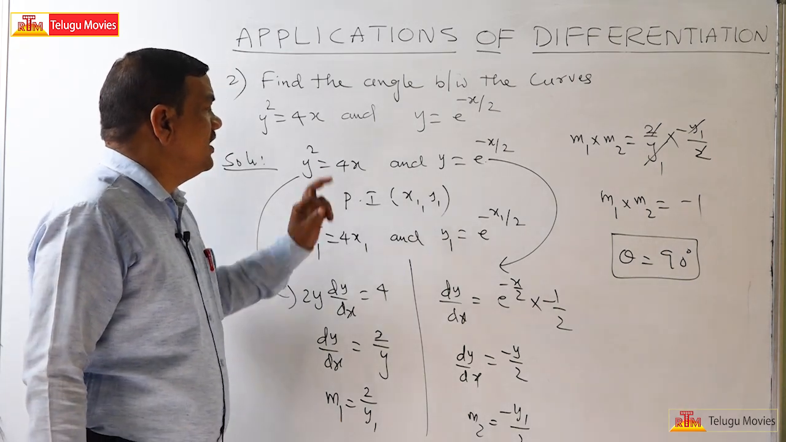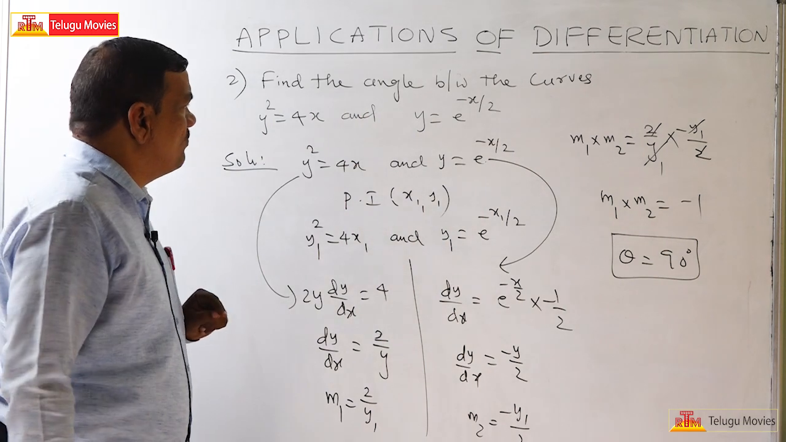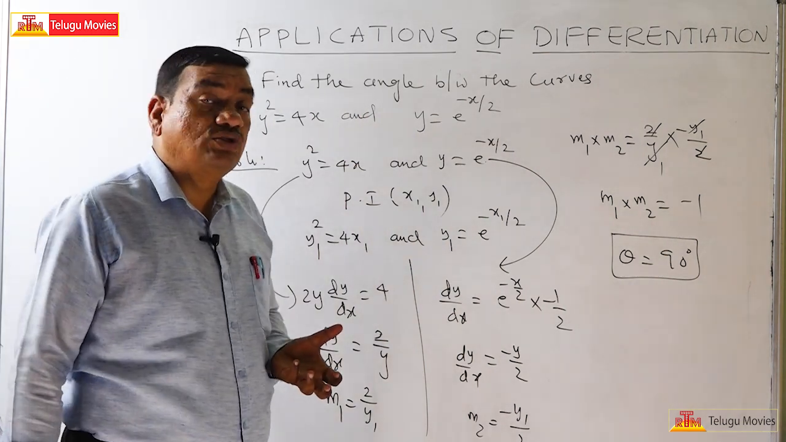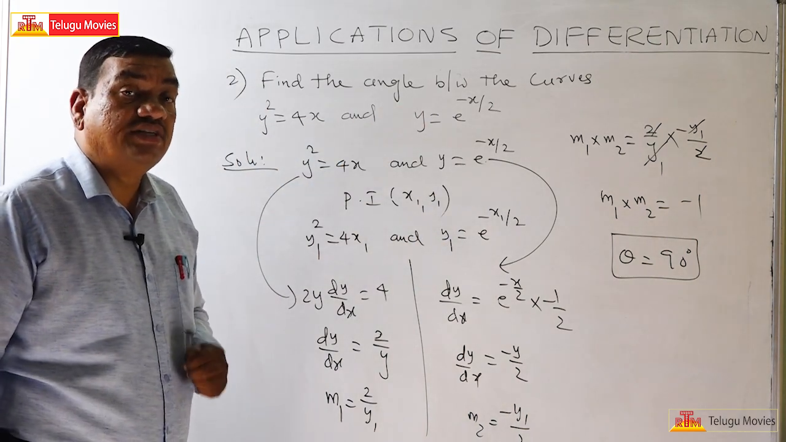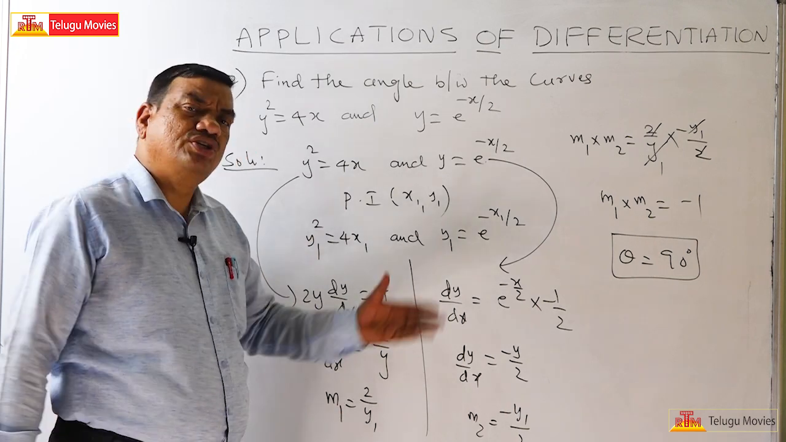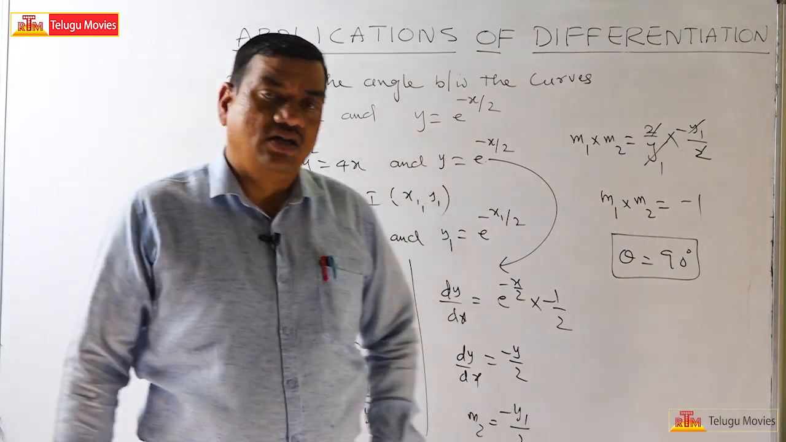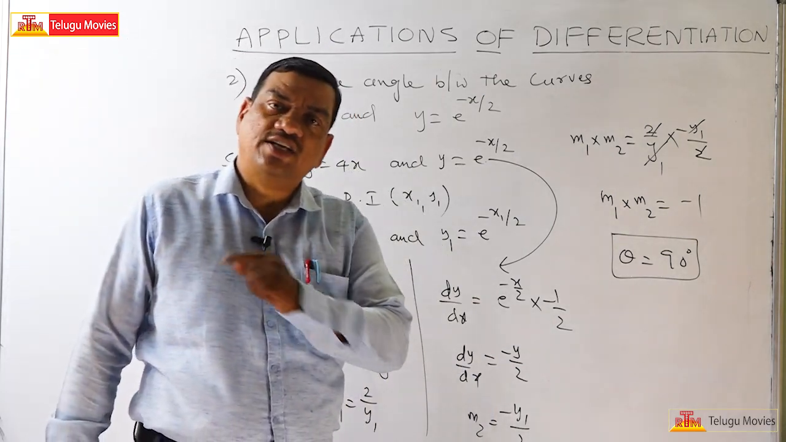Why? Because whenever such types of curves are given, it is either a trial and error method you have to apply, otherwise it is somewhat difficult to find the point of intersection. Then suppose x1, y1 is a point of intersection, and then proceed. Definitely you will get the answer. Okay, now. I hope that you understand this solution. Let us move to the next problem.